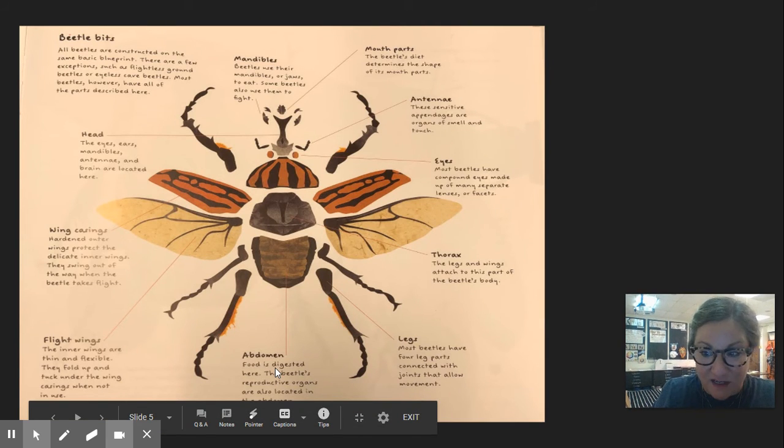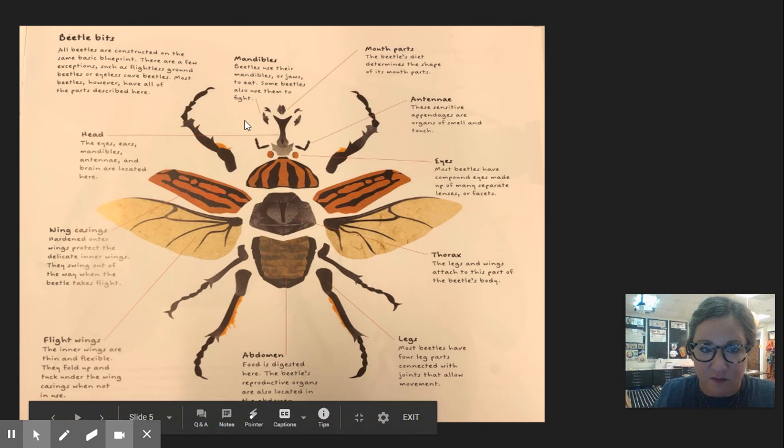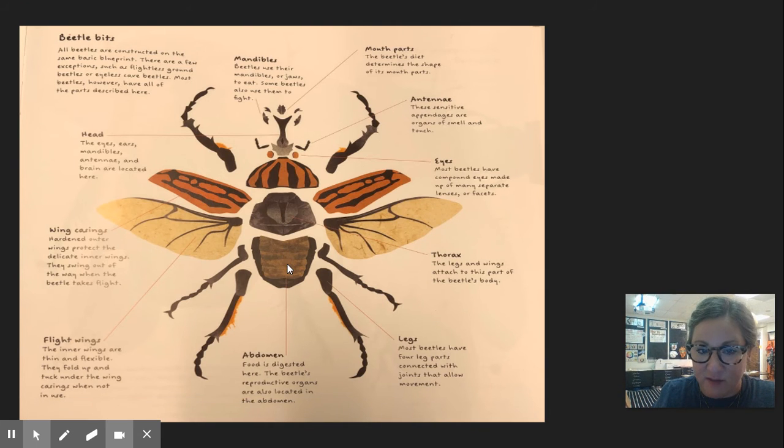So again, here are the parts of an insect, and we're going to be drawing these parts here in a minute. So I just want to make sure everybody knows what they are. So 6 legs, 1, 2, 3, 4, 5, 6, got it. 3 body parts: abdomen, thorax, and the head, right?